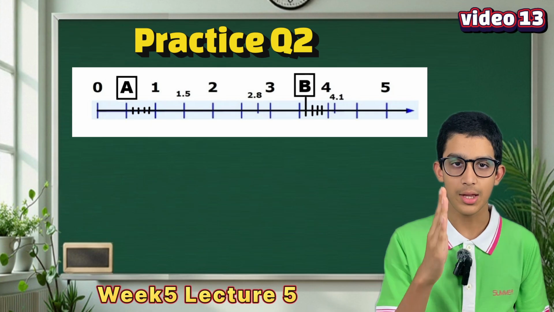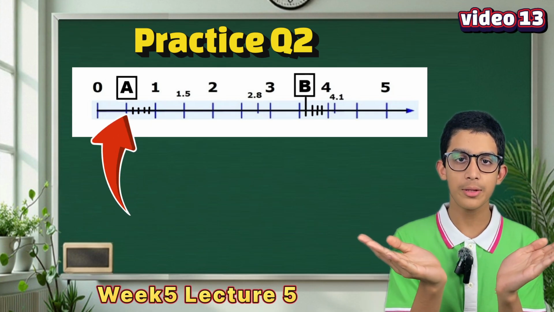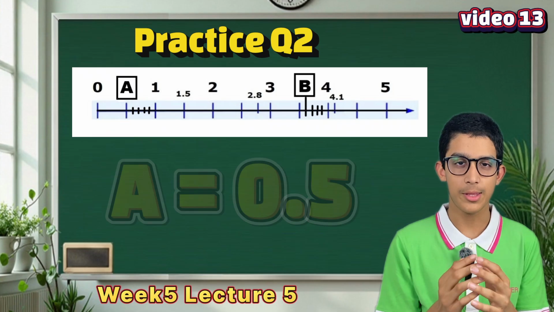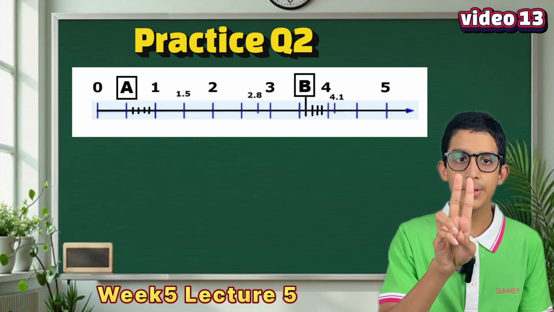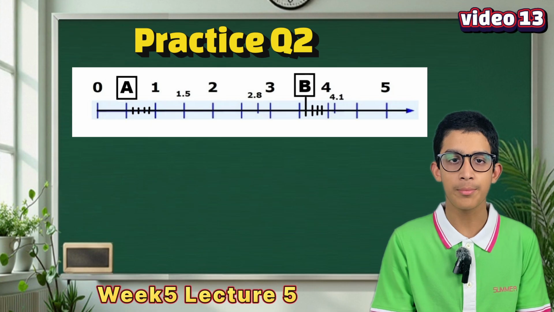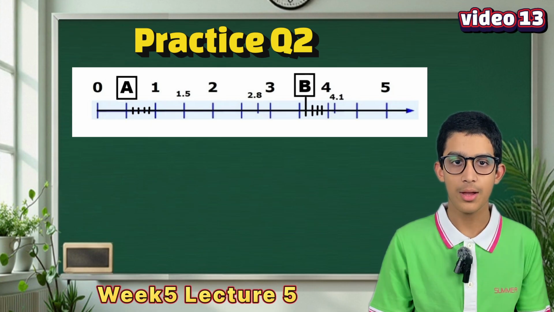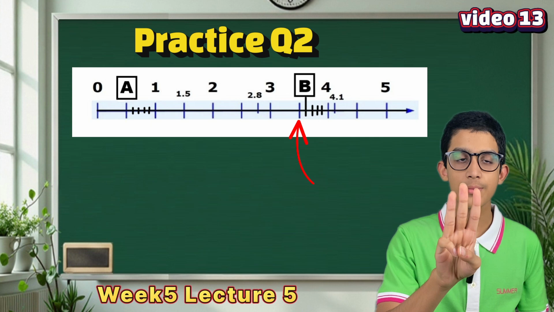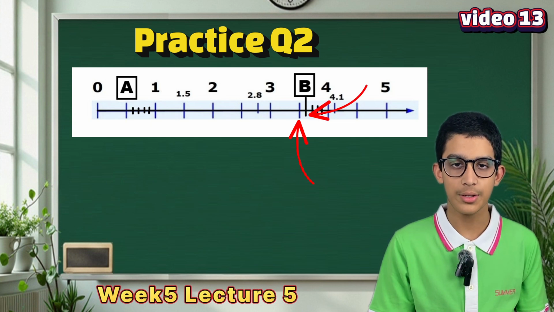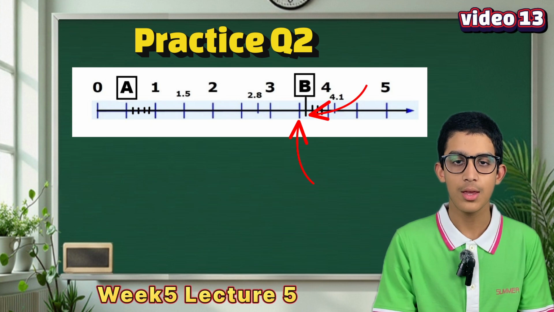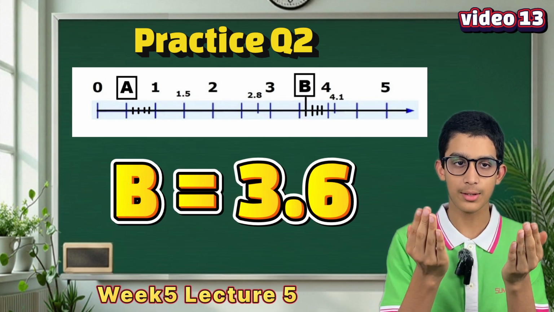A is halfway between 0 and 1, so the value of A is 0.5. Between two whole numbers, there are 10 divisions marked with a small line. B is halfway between 3 and 4, and one more small line, totaling 6 lines after 3. Therefore, the value of B is 3.6.